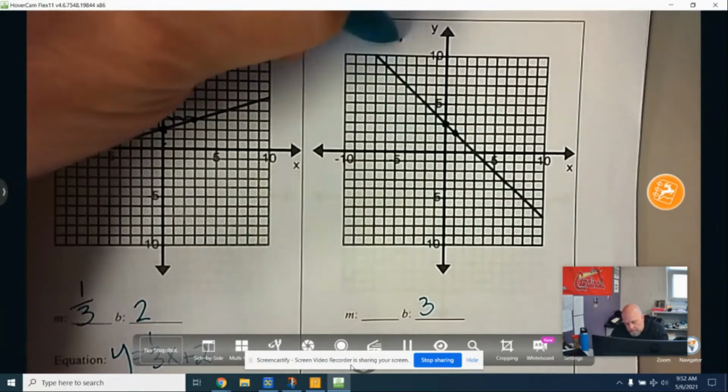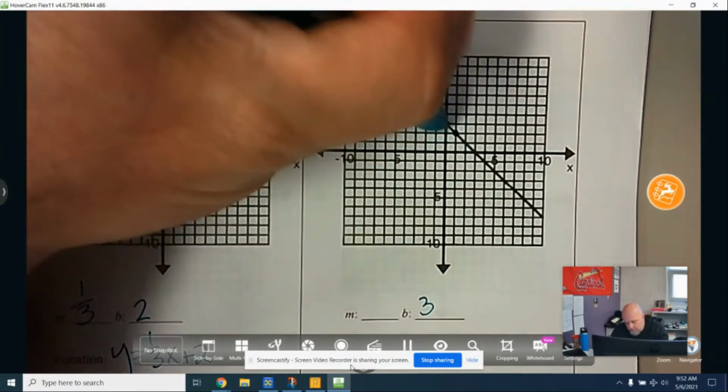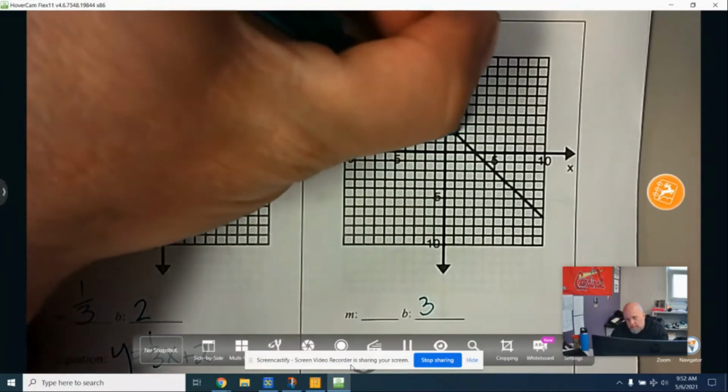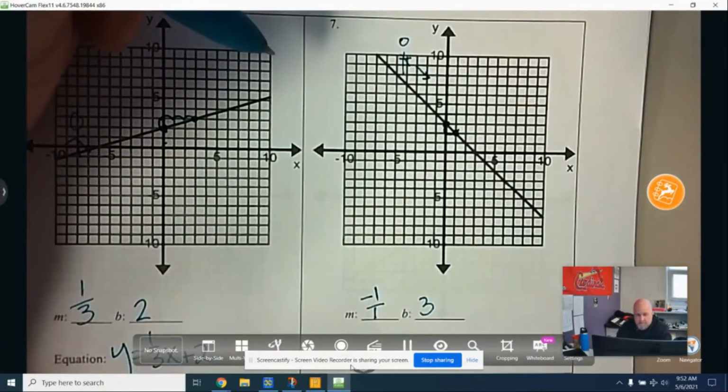So I notice that this is a negative slope. He's got to walk downhill. So he's got to drop down 1, and he's got to go over 1. Down 1, over 1.